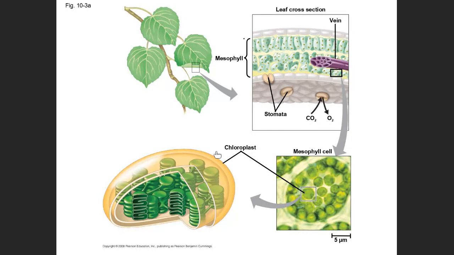So here we have a chloroplast. It does have two membranes, but then it has a third membrane, which is all the thylakoids. And so the thylakoid membrane is analogous to the inner mitochondrial membrane. And this is where we are going to find our chlorophyll and our electron transport chains and our ATP synthase. So the thylakoids are analogous to the inner mitochondrial membrane in many ways, but there are two membranes surrounding the chloroplast.